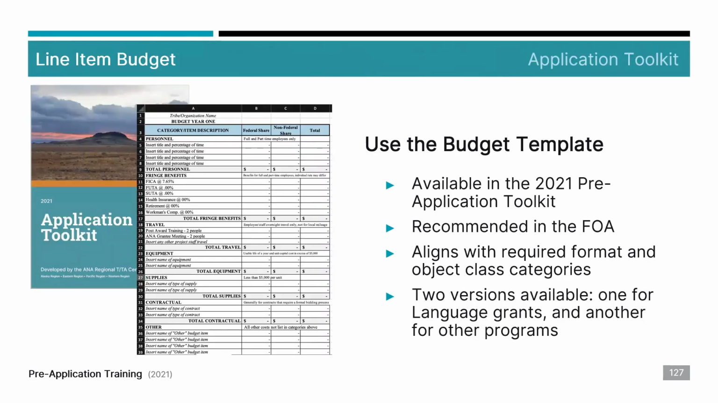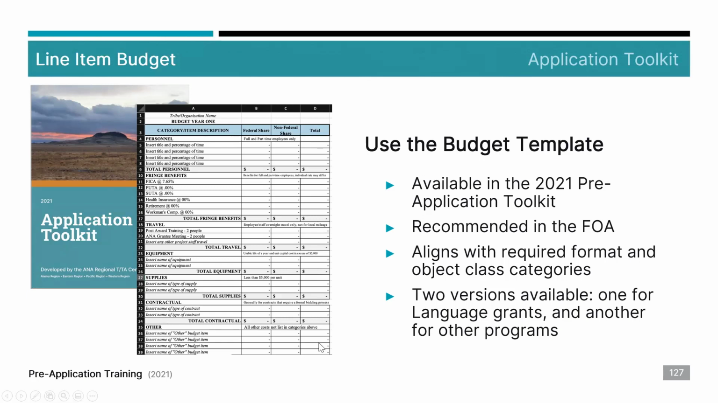So here we have a reminder to use the budget template. There's a version of it up on the screen there. The budget template isn't required, but it is so useful, and it's highly suggested that you use it. It has the recommended formatting that ANA likes to see. You will see that it has the category item as the first column. You have the federal share of what you're requesting from ANA. Then the second column, the non-federal share, which is the contributions that you as an organization are including in your application, and then the total.